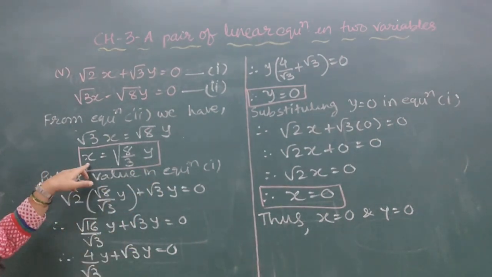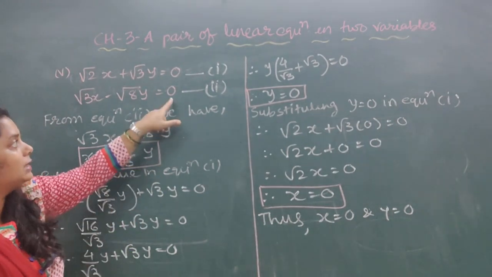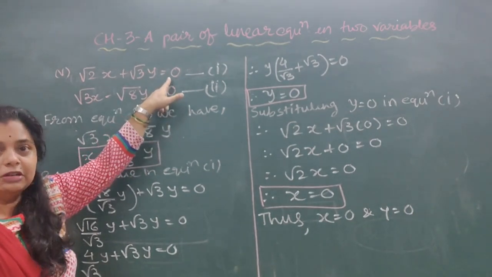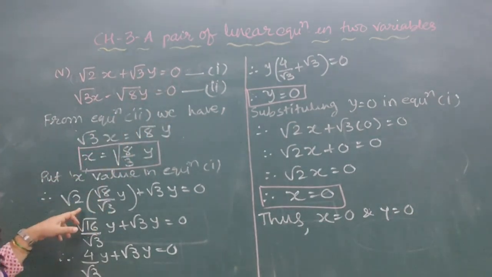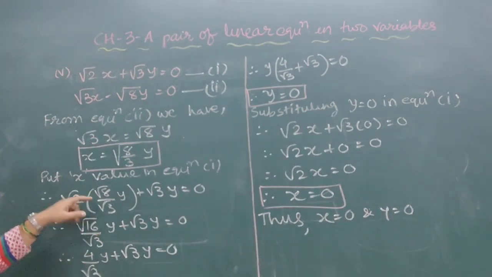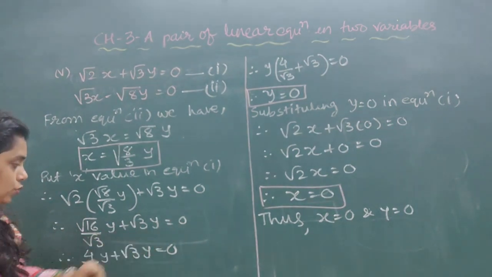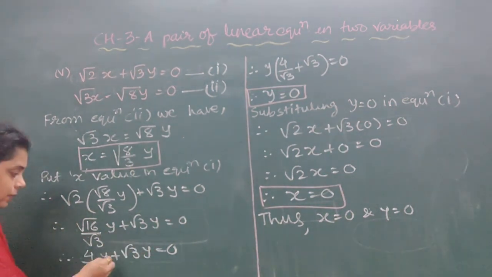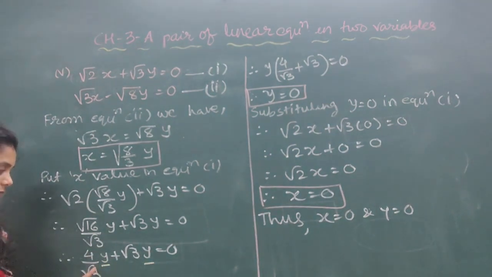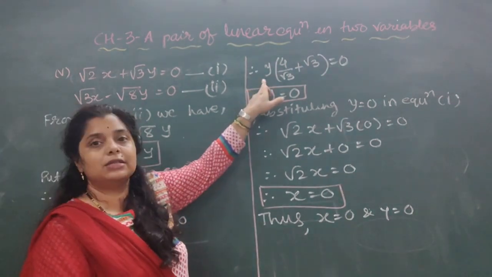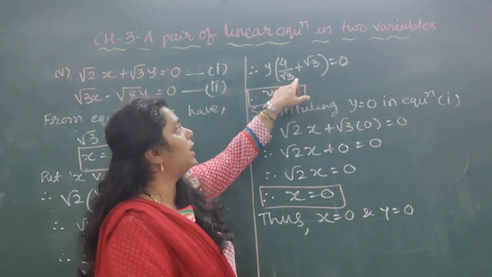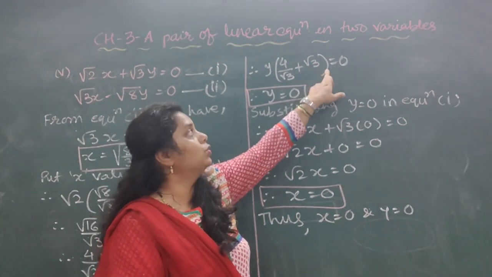Now I put this value of x, which is in terms of y, in the first equation. After substituting and simplifying, root 8 into root 2 is root 16. Root 16 means 4, so it is 4 by root 3 into y plus root 3 into y. Both terms have the variable y, so if I take y out as common, what is in the bracket is 4 by root 3 plus root 3, equal to 0.